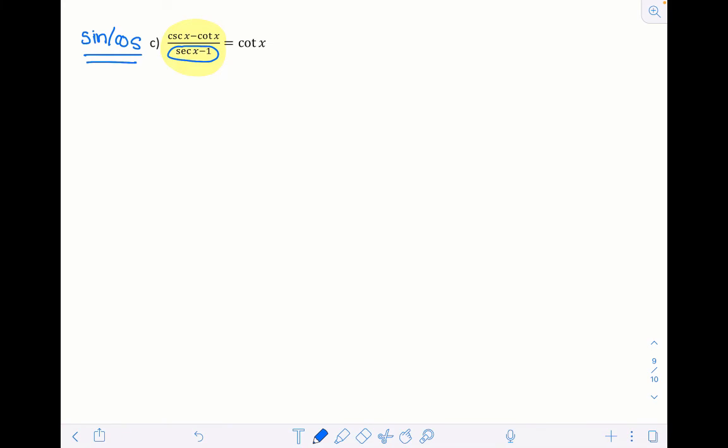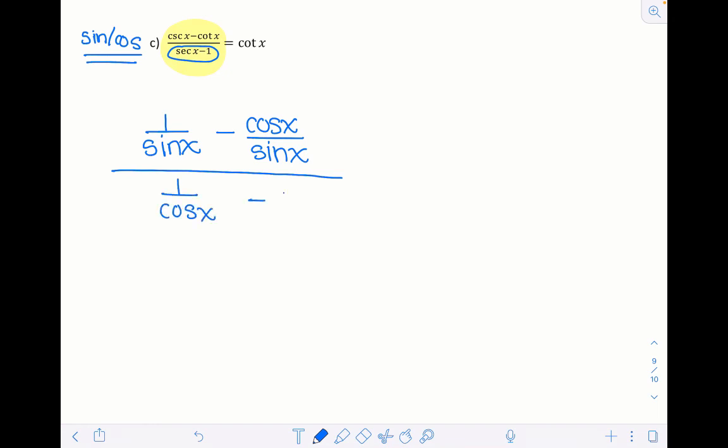So the first one, cosecant, I'm going to use the reciprocal identity. So cosecant is the same as 1 over sine of x, minus cotangent x. I could rewrite using the quotient identity. So that's the same thing as cosine of x over sine of x. All over, and then secant of x, I could use another reciprocal identity and rewrite that as 1 over cosine of x, and then the minus 1 I'll just leave as minus 1.